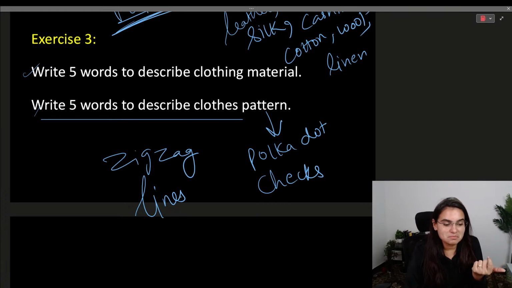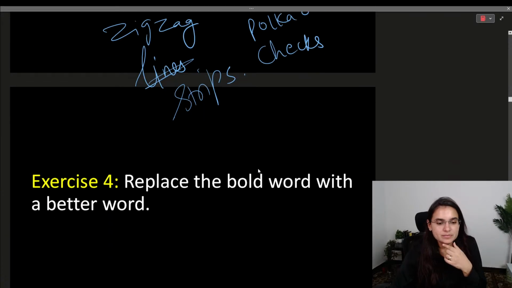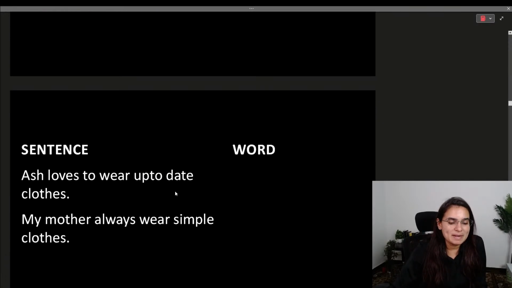Okay, fine. Anyways, stripes. Stripes is the perfect word for it. You can check more later. Animal print. Okay, good one. Fine. Next exercise is to replace the bold word with a better word.